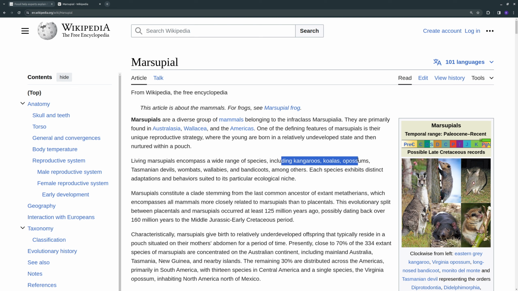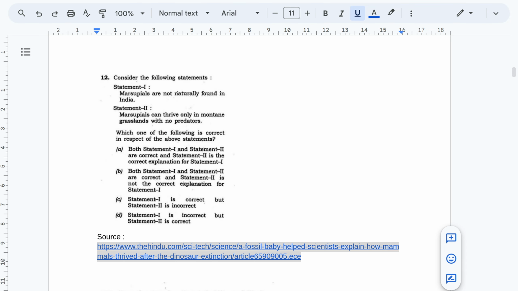The moment you understand marsupials are kangaroos, koalas and all that pouched, if you take it as pouched mammals, even then you can answer our question. If you go back to the question, statement 1 says marsupials are not naturally found in India. If you know kangaroos and koalas are not found in India, and it says not naturally found in India, that is most likely true. Whether historically there was any kind of marsupial in India, that is very detailed stuff that you are not expected to know. So on a cursory first reading, marsupials are not naturally found in India is true.